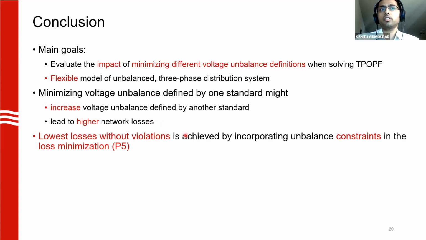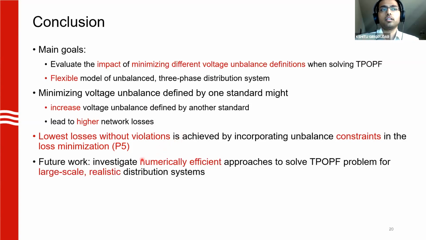What was common in both the feeders is that we observed the lowest losses without any violation of the unbalance limits for P5, where we minimize loss subject to unbalanced constraints. And for future work, one direction would be to look at more numerically efficient approaches when we're trying to solve the three-phase OPF problem, so that it is scalable when we are looking at larger and more realistic distribution feeders.